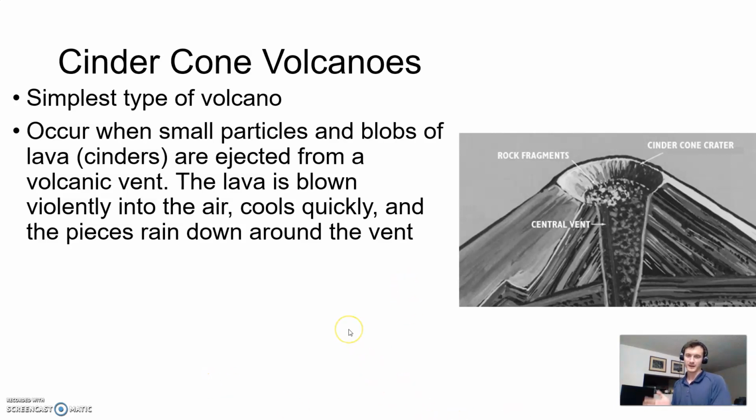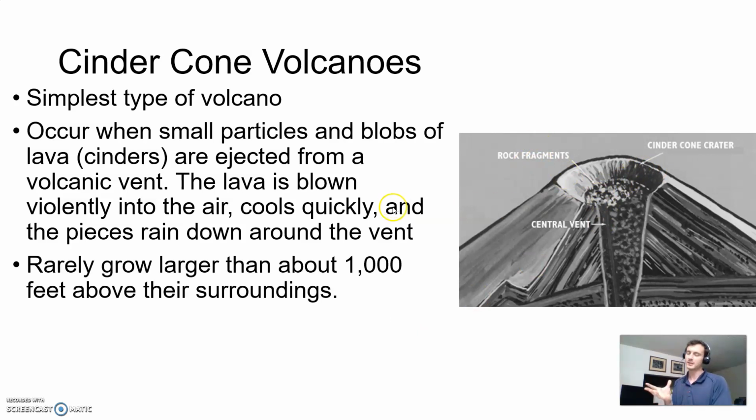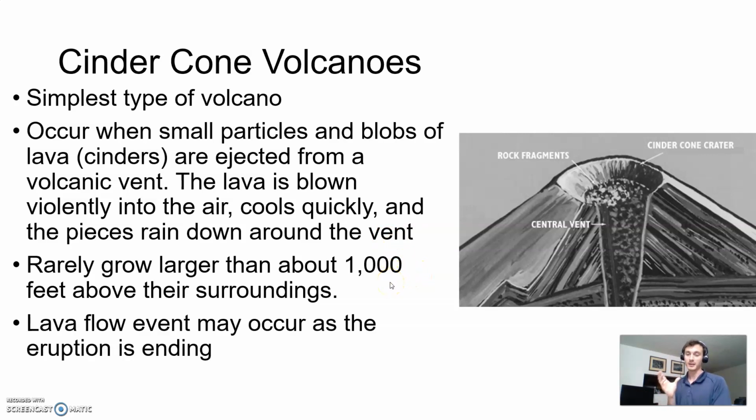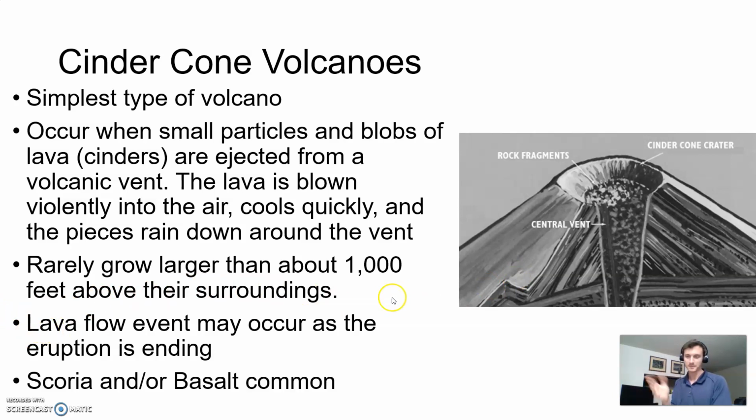Lava tends to be blown violently, but it cools quickly, and the pieces that come down are these rock fragments here. Right? They don't tend to grow too large compared to the surroundings. They're limited in terms of how tall they can really get. You can't stack grains of rice too high is sort of the analogy with this one. And the lava flow event may occur as the eruption is ending. In other words, you have the eruption first, gas, and then at the end comes the flow.